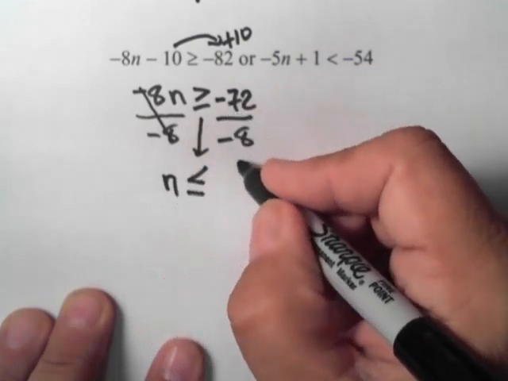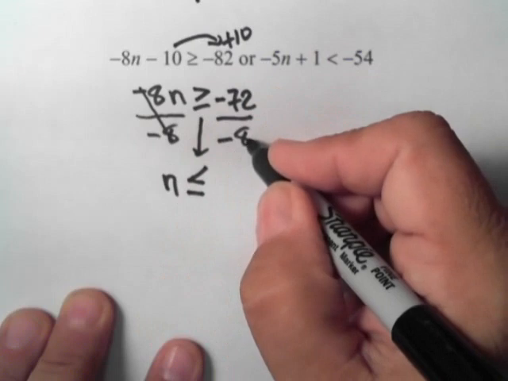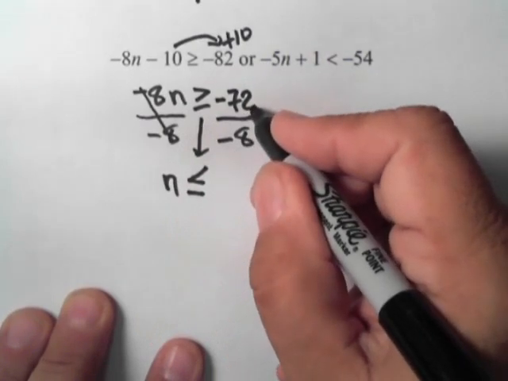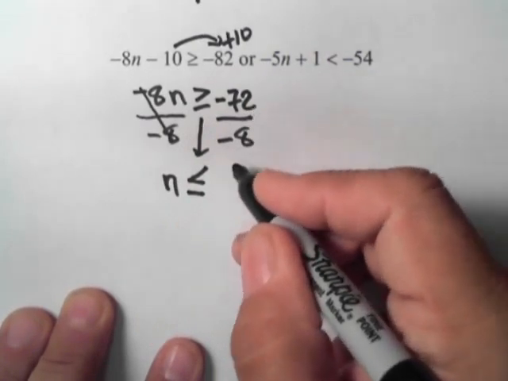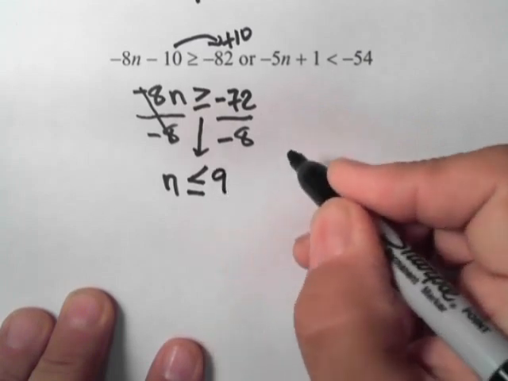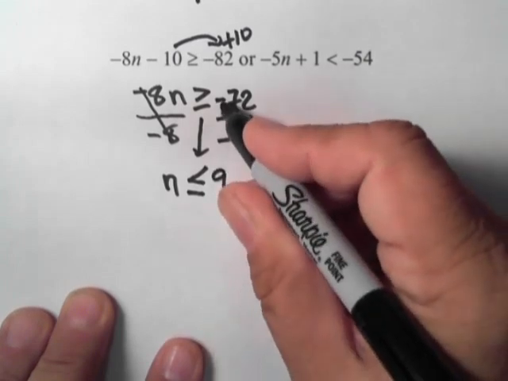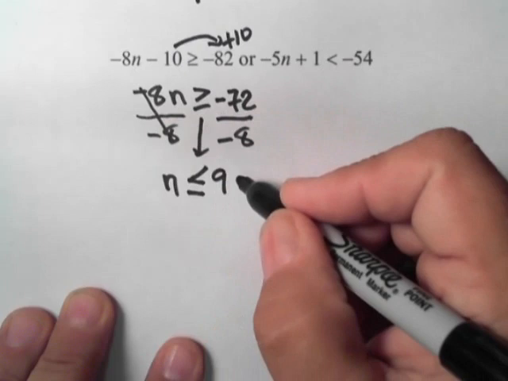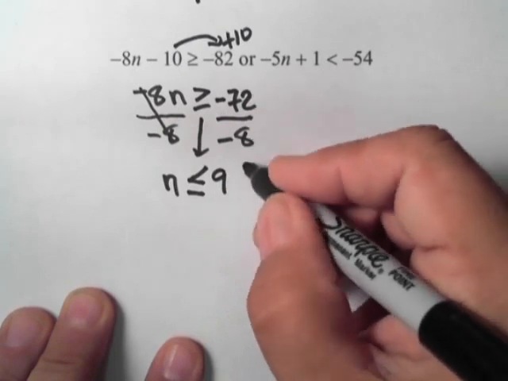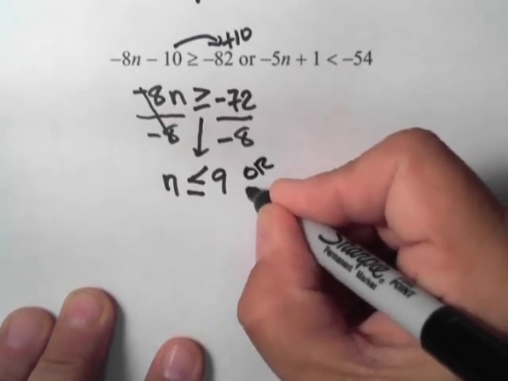The two minuses give me a plus. Let's see, I think 8 goes into 72 9 times, huh? 8 times 9 is 72, so n less than or equal to 9. Notice it's positive. The two minuses give me a positive. Okay, then we have the or.